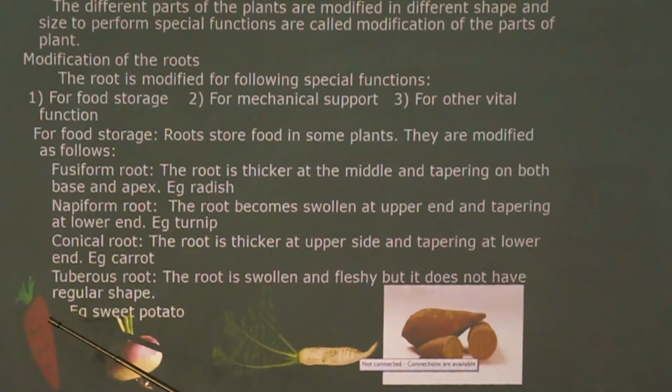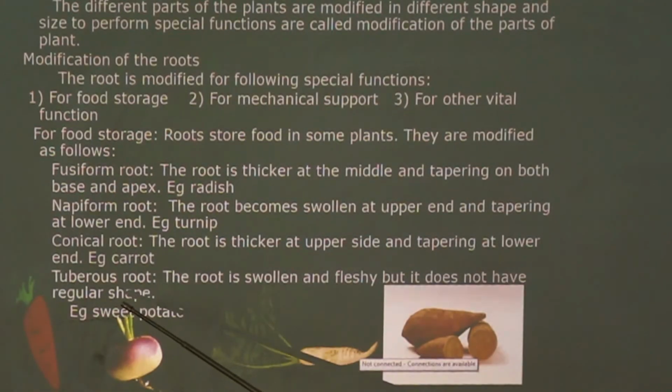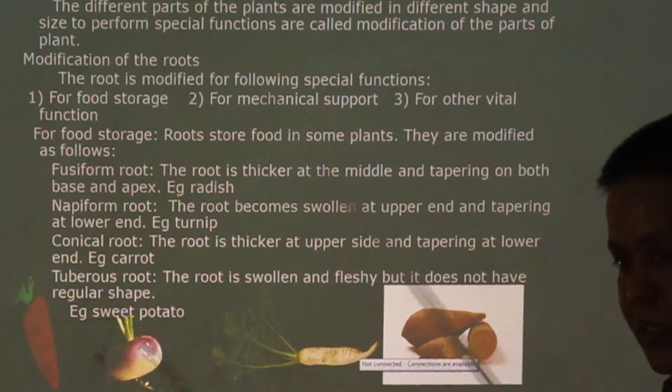It is thicker at the upper side and thinner at the lower side. This type of root is called conical root. It is also modified to store food. Tuberous root. The root is swollen and fleshy, but it does not have a regular shape. Example, sweet potato. So these roots are swollen and fleshy, but not of a definite shape. Such types of roots are called tuberous roots.